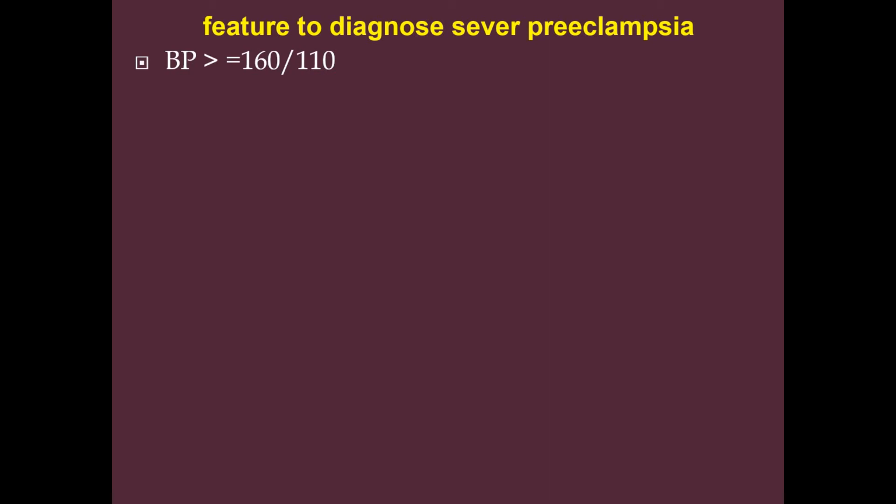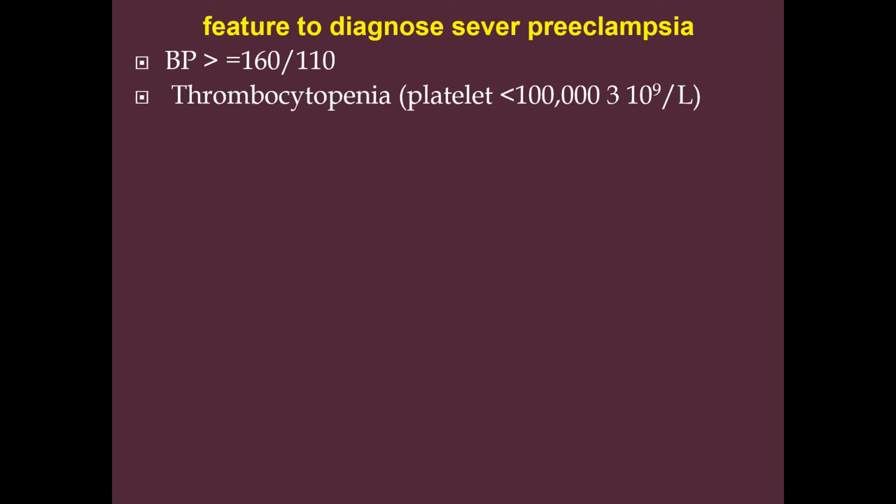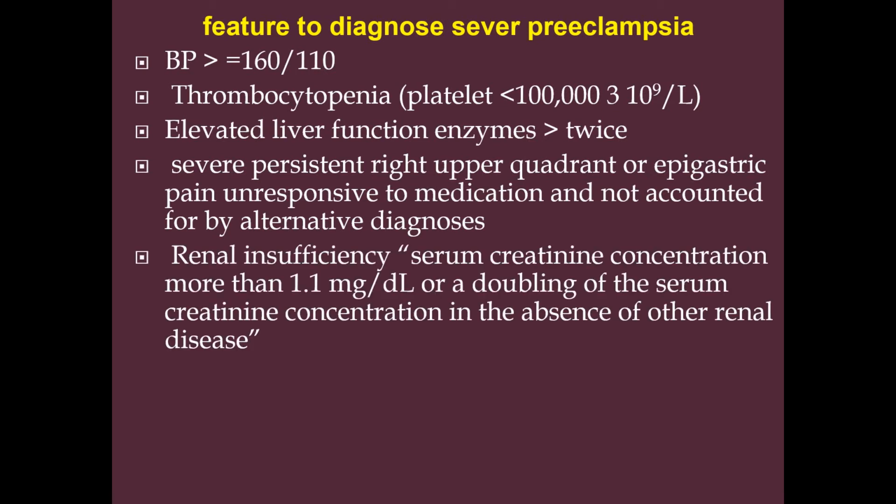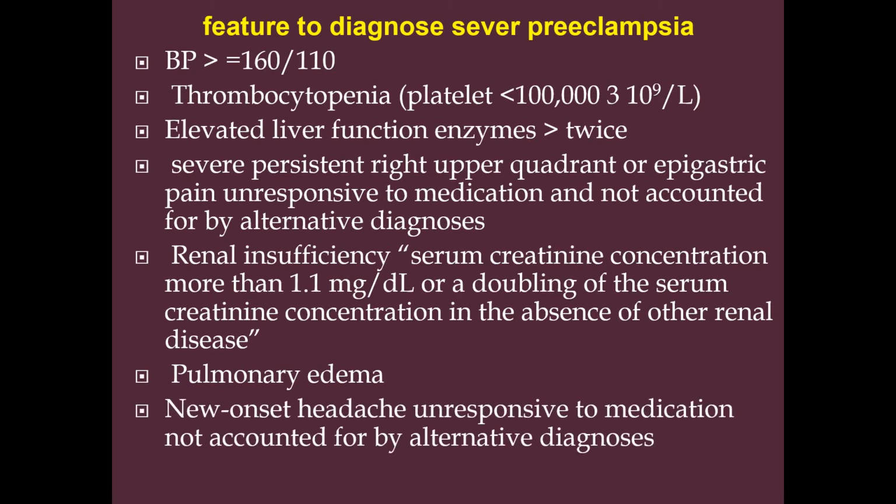elevated blood pressure more than or equal to 160 over 100, thrombocytopenia with a platelet count less than 100,000 per liter, elevated liver function tests more than double, severe persistent right upper quadrant or epigastric pain not responding to medication and after excluding any other causes, renal insufficiency with serum creatinine concentration more than 1.1 or doubling of the serum creatinine concentration in the absence of other renal disease, presence of pulmonary edema, new onset of headache unresponsive to medication and not accounted for by an alternative diagnosis, and visual disturbances.